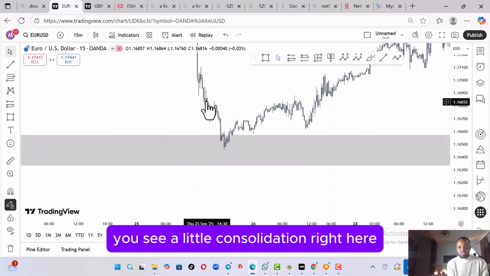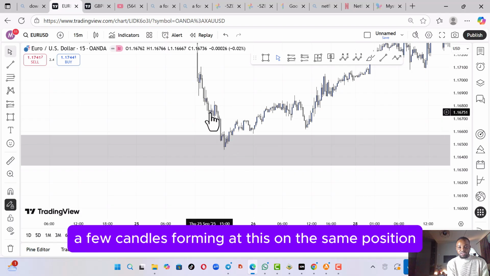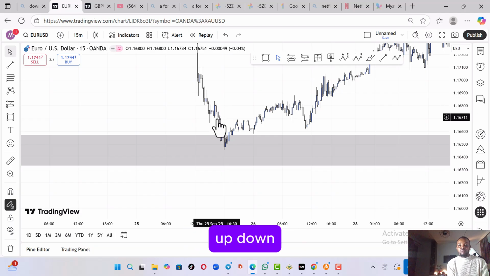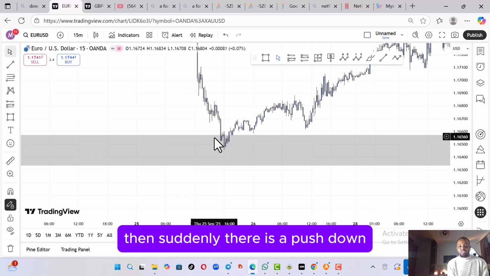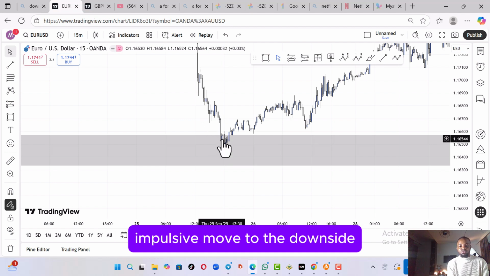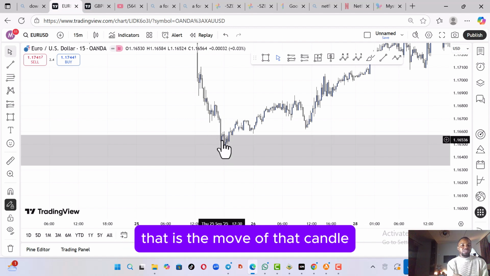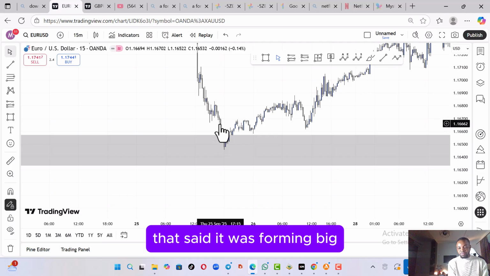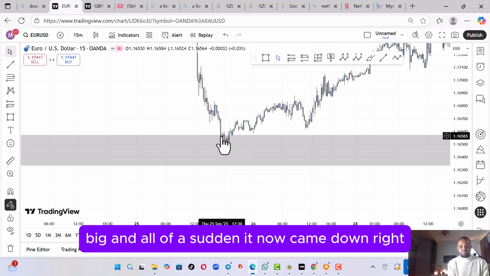You see a little consolidation right here, a few candles forming at the same position, doing up, down, up, down, up, down. Then suddenly there is a push down, an impulsive move to the downside. That is the move of that candle on the 1 hour that I was telling you about, right? That said it was forming big, and all of a sudden it now came down.